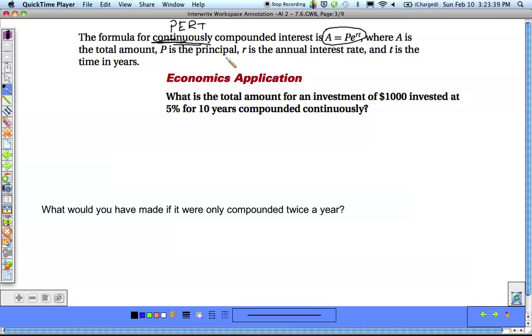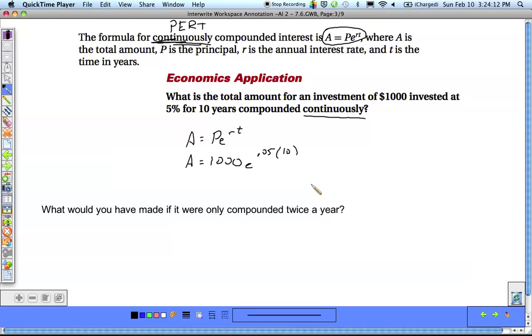So the first problem we're going to take a look at is what is the total amount for an investment of $1,000 invested at 5% for 10 years compounded continuously. There's the key word continuously telling us that we need to use the PERT formula. So A equals Pe to the rt. We fill in the amounts that we know. Total amount we're trying to find, that's A, so we leave it as A. $1,000 investment, what we start with is the P. 5% interest rate, so 0.05 is the r, and then 10 years, that's going to be the t.